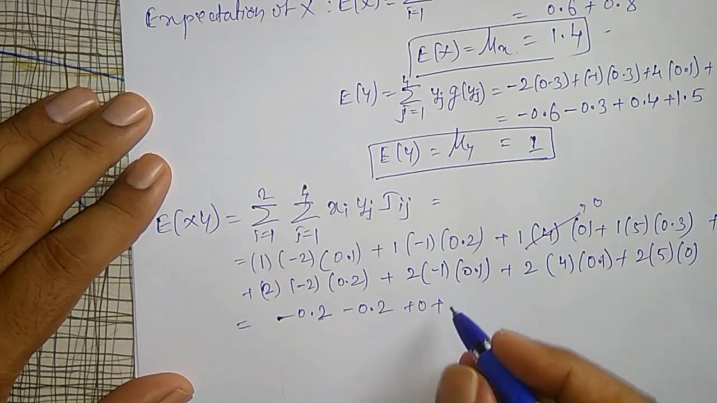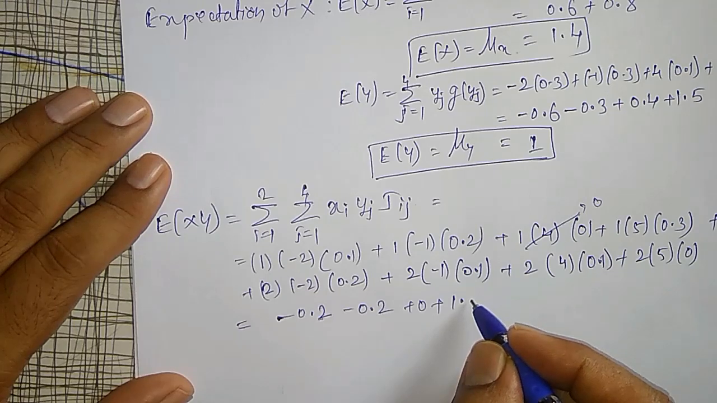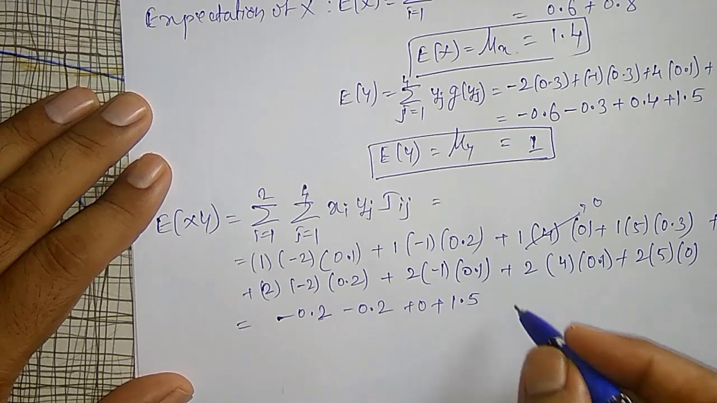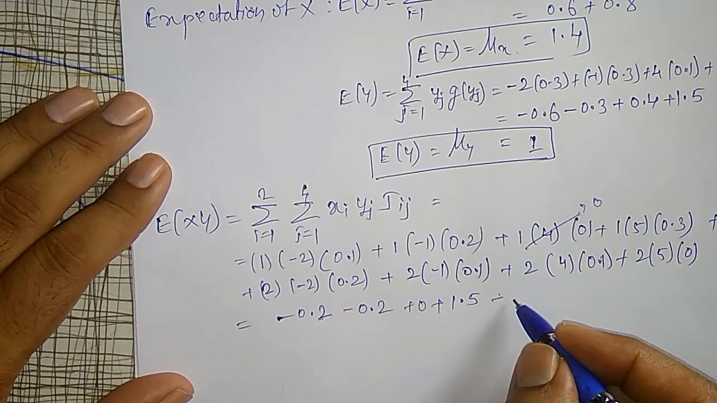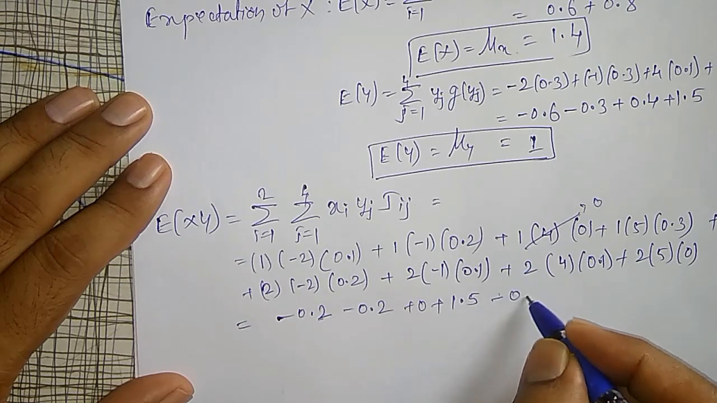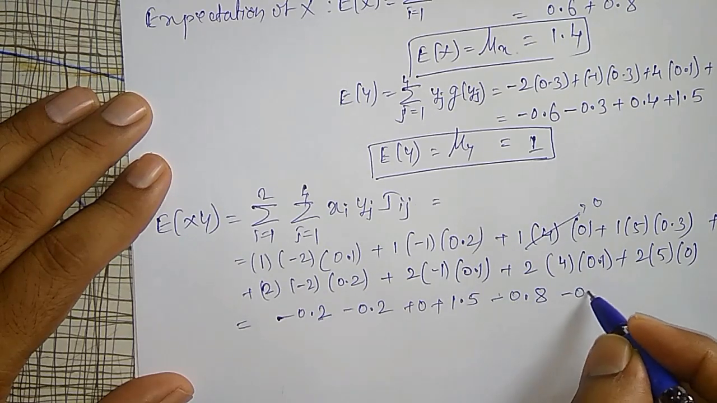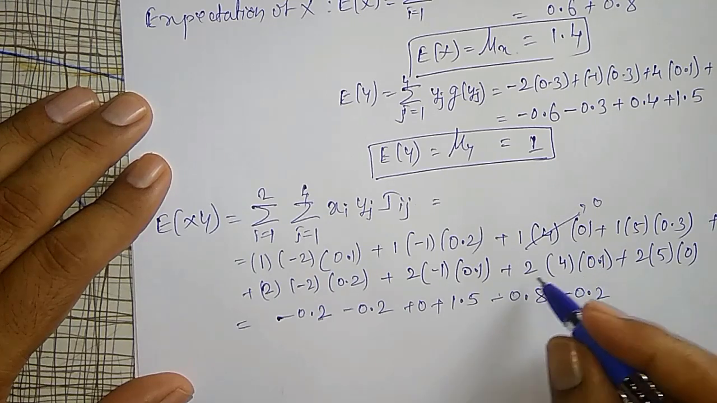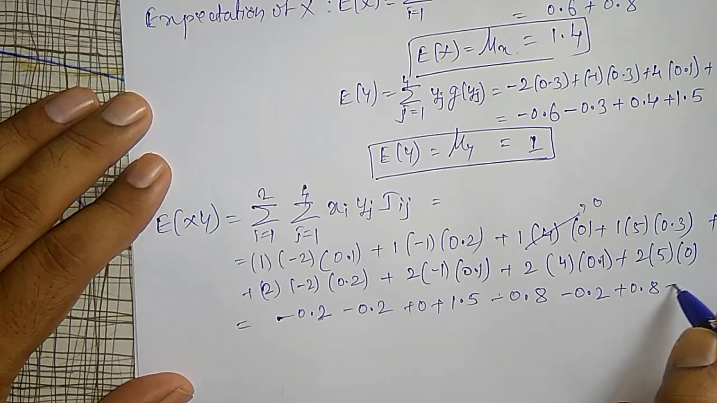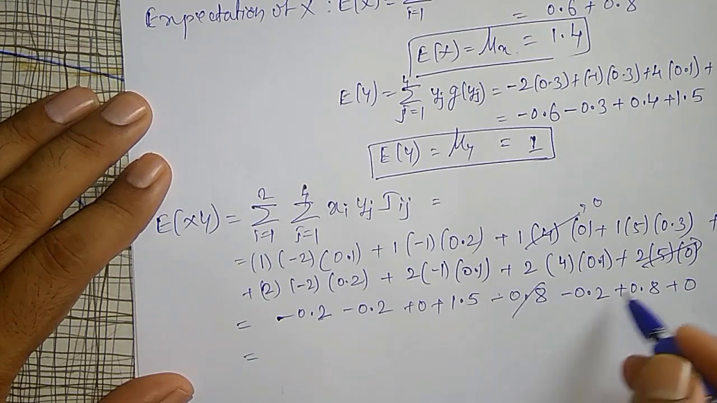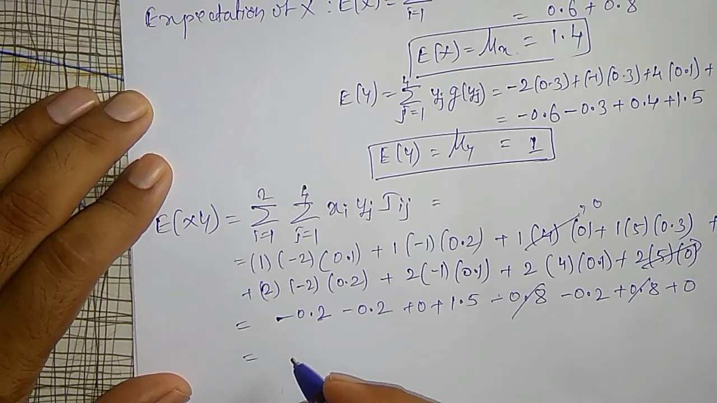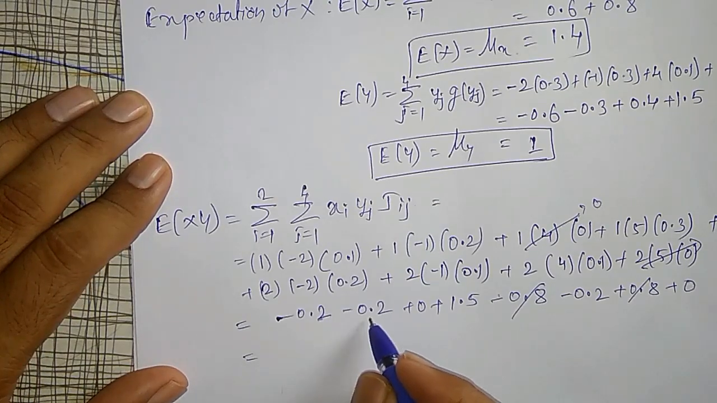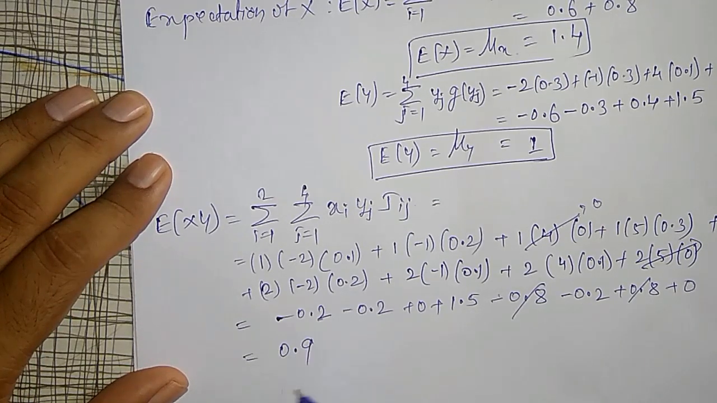Plus 5 into 1 will become 1.3, sorry, 1.5, minus 4 into 2, minus 8, minus 0.8. This is a minus 0.2. This is a plus 0.8, plus 0. Okay, final answer: minus 0.8 plus 0.8 cancels, and minus 0.6 equal to minus 0.9. I am going to get minus 0.4, therefore 0.9 I am going to get.